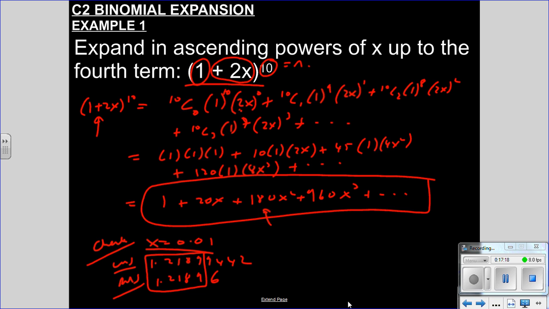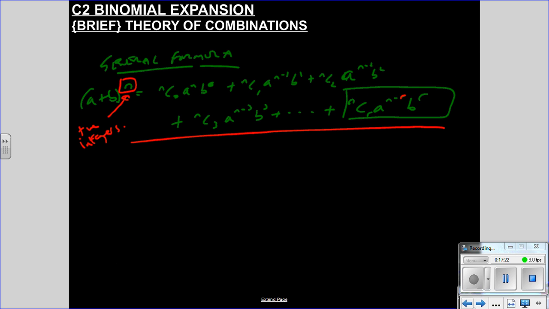What is this 10 choose 0? What is it? What is this n choose r business here? And this is the bit I want to focus on. I mean, it's obvious why the a and b, their powers are decreasing and increasing. We can see that, can't we? We can see the pattern. But what is n choose r? This is important. So what is n choose r?